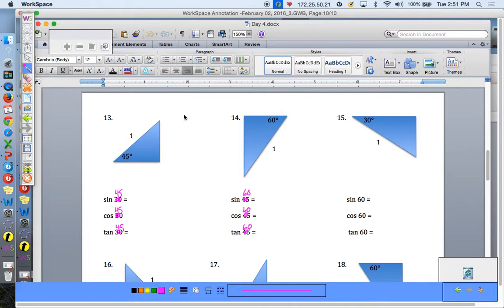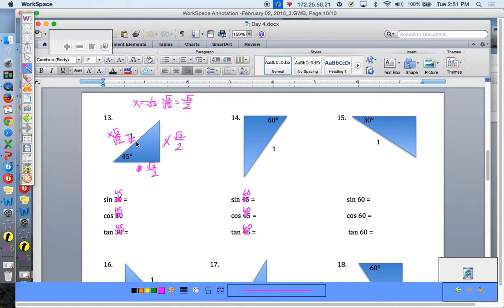So for example, 45, we know this is x, x, and this side is equal to x the square root of 2. So if we solve for x, square root of 2, square root of 2, so x equals 1 over the square root of 2, which we rationalize. So it's the square root of 2 over 2. So this side's square root of 2 over 2, this side's square root of 2 over 2. And then we can find it.